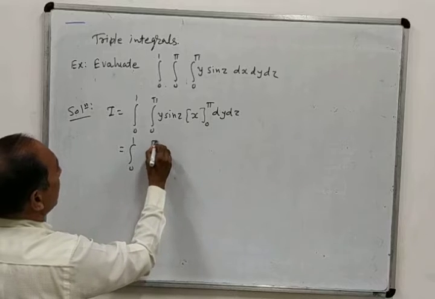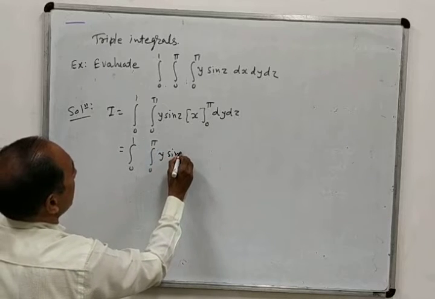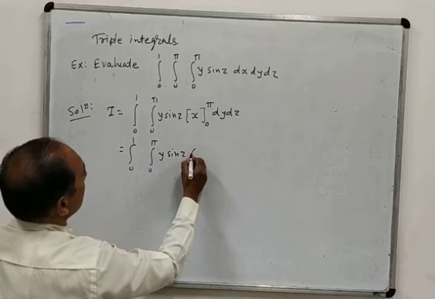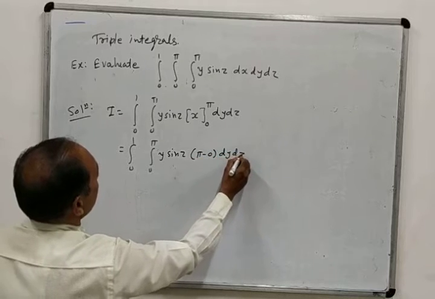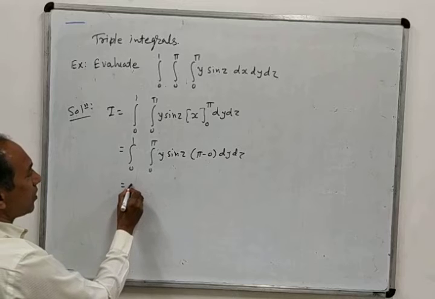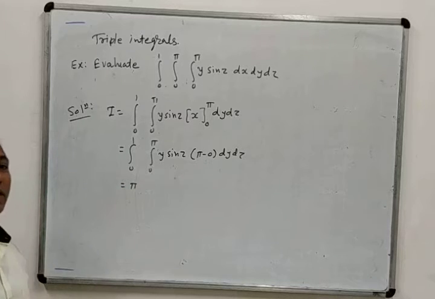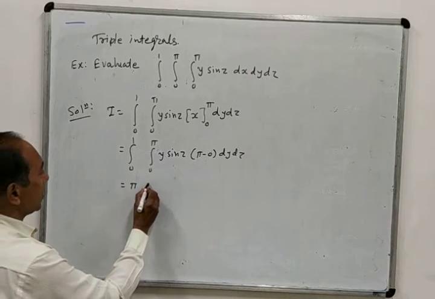0 to pi, y into sin z. Now we will put the values. So here it is pi minus 0, dy dz. This pi minus 0 is nothing but pi, and pi is constant, so we will take it completely outside the integral.